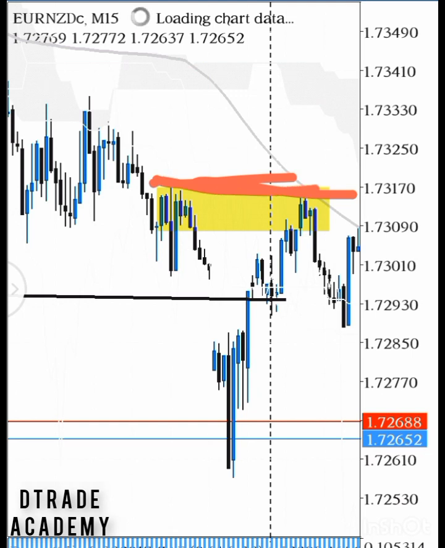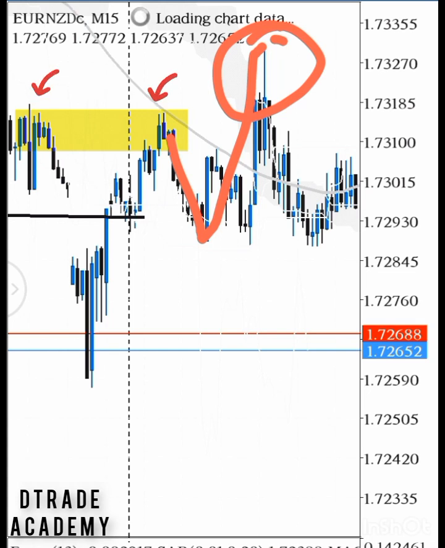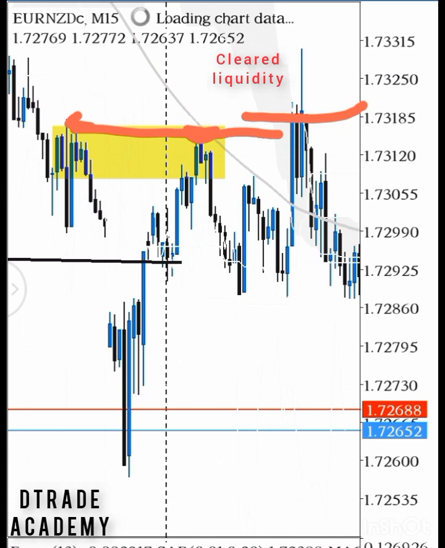So once they induce traders into this double top trap, what will they now do? They will now send the price down and take it up and clear out the liquidity. They'll clear out this equal high liquidity. So you can see how they created liquidity here. Look at this high. Look at the way the candle closed. It closed with a huge tail.